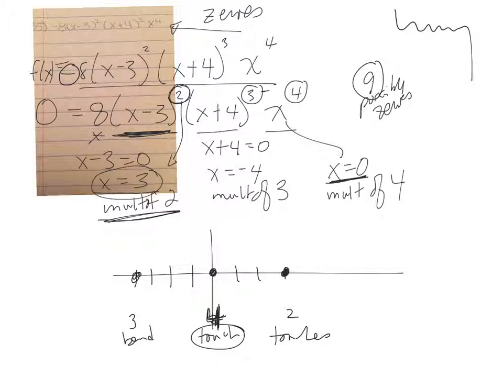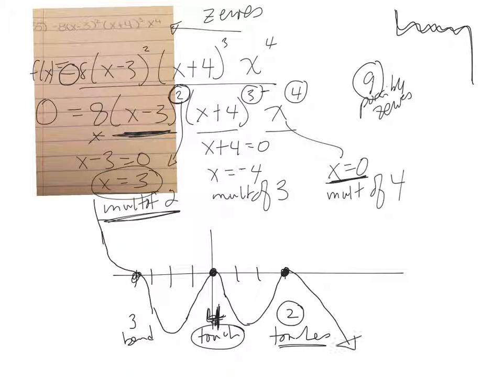So my graph has to start high and end low. I'm going to start high here. I have to do a bend at this point, so a bend and go through. I'll come down, and then I'm going to come back up. At this point here, I can just touch, so I come up, touch, and bounce back down. Then I come up at this last point, and again it's an even multiplicity, so I come up, touch, and go back down forever.